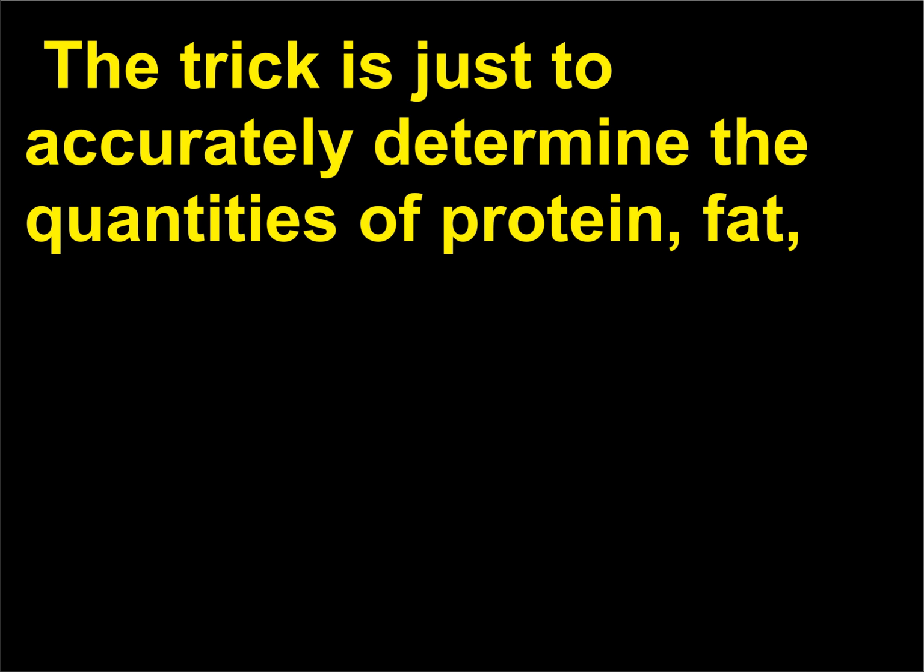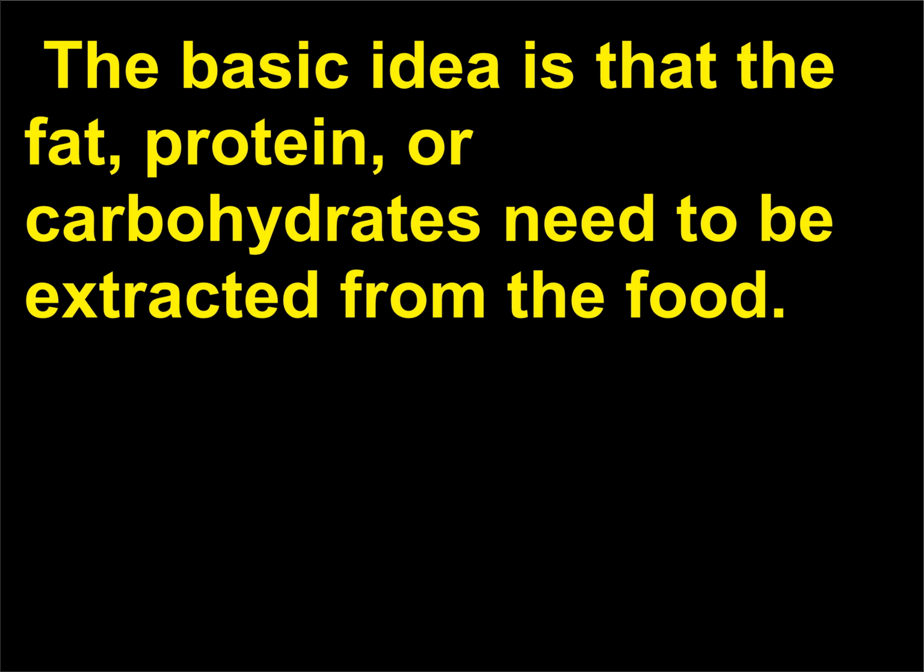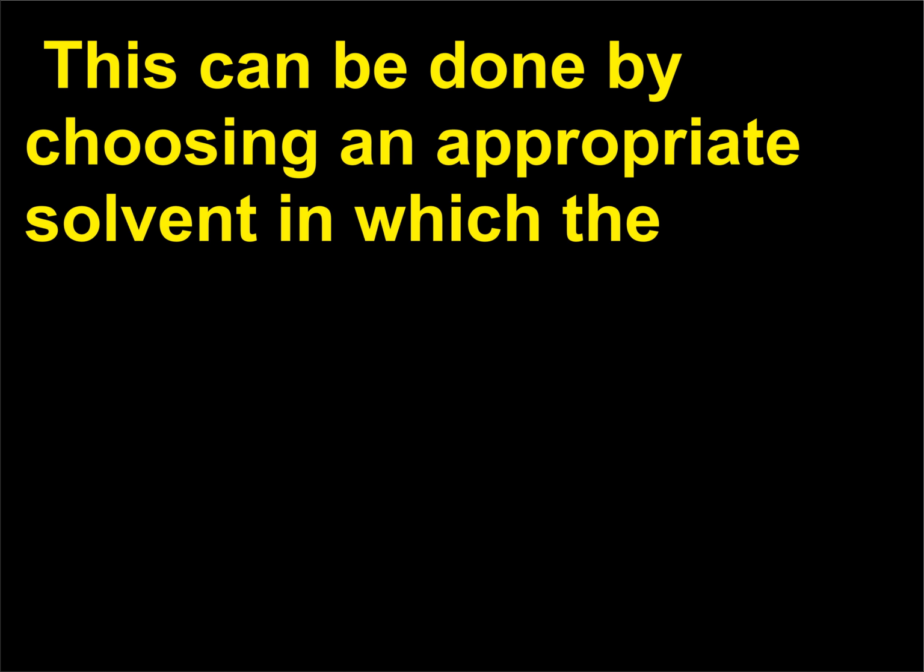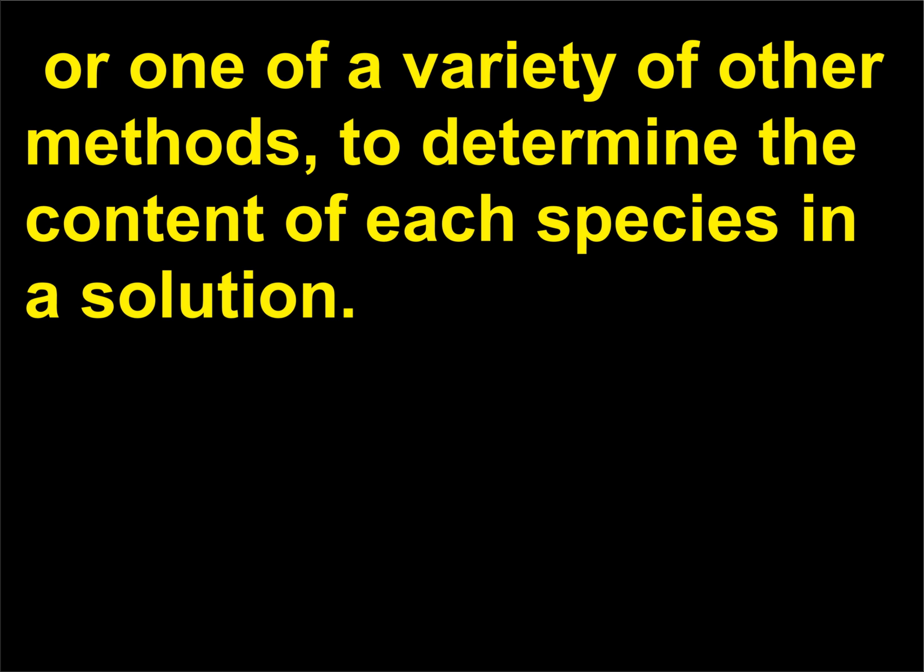The trick is just to accurately determine the quantities of protein, fat, and carbohydrates in the food, and that's where analytical chemistry comes in particularly handy. The basic idea is that the fat, protein, or carbohydrates need to be extracted from the food. This can be done by choosing an appropriate solvent in which the fat/protein/carbohydrates are soluble, and then using spectrophotometry or one of a variety of other methods to determine the content of each species in a solution.